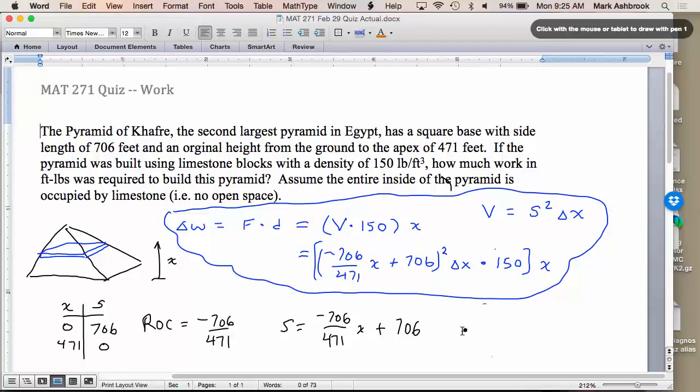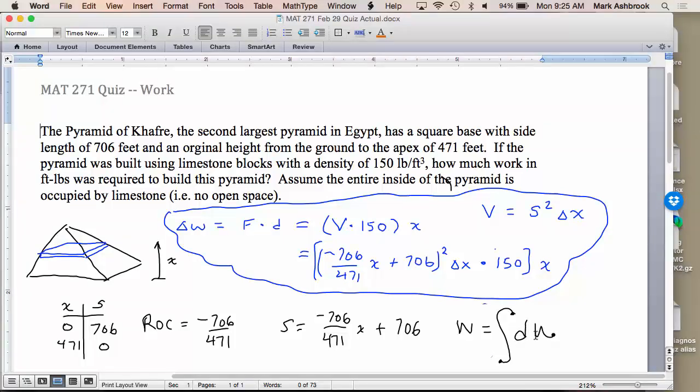And so then, how can I get a total amount of work if the work varies as soon as I move up a little bit? How can I get the total amount of work? If you haven't learned this yet, learn it now. We've been doing it all semester. It's going to be the sum of little bits of work.